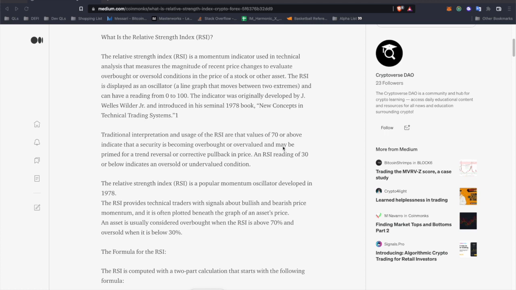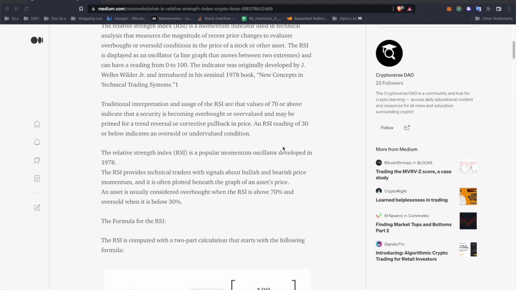This indicator was originally developed by J. Wallace Wilder Jr. and introduced in a seminal book of 1978. It was called New Concepts in Technical Trading Systems. Traditional interpretation and usage of the RSI are that values of 70 or above indicate that a security is becoming overbought or overvalued and may be primed for a trend reversal or a corrective pullback in price. An RSI reading of 30 or below indicates an oversold or undervalued condition, right?